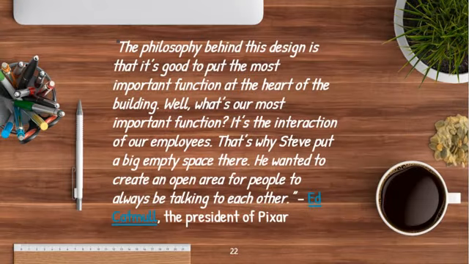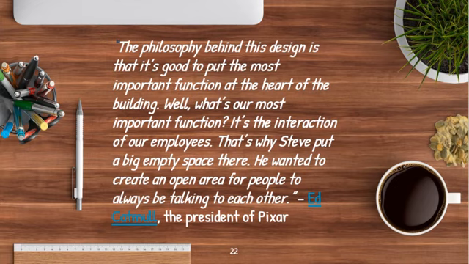The philosophy behind this design is that it's good to put the most important function at the heart of the building. Well, what's our most important function? It's the interaction of our employees. See, the interaction of our employees. So let me try to end this lecture with a short story about Steve Jobs. In 1986, after he was forced out of Apple, he bought a small computer manufacturer named Pixar. So he bought Pixar.